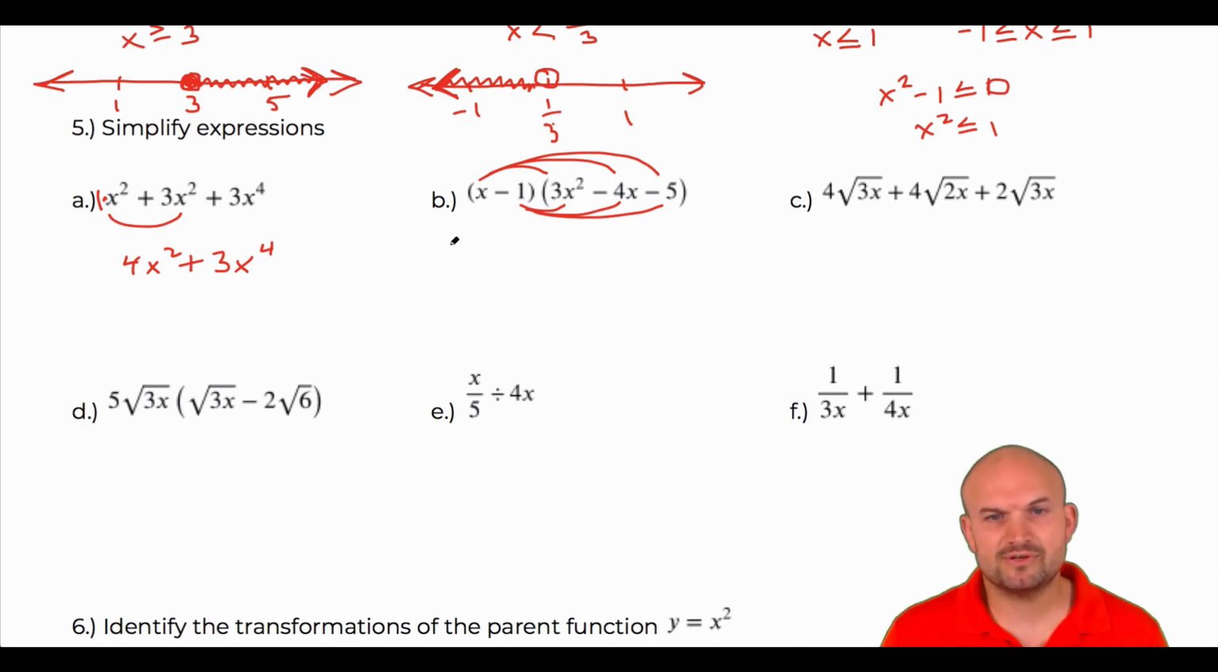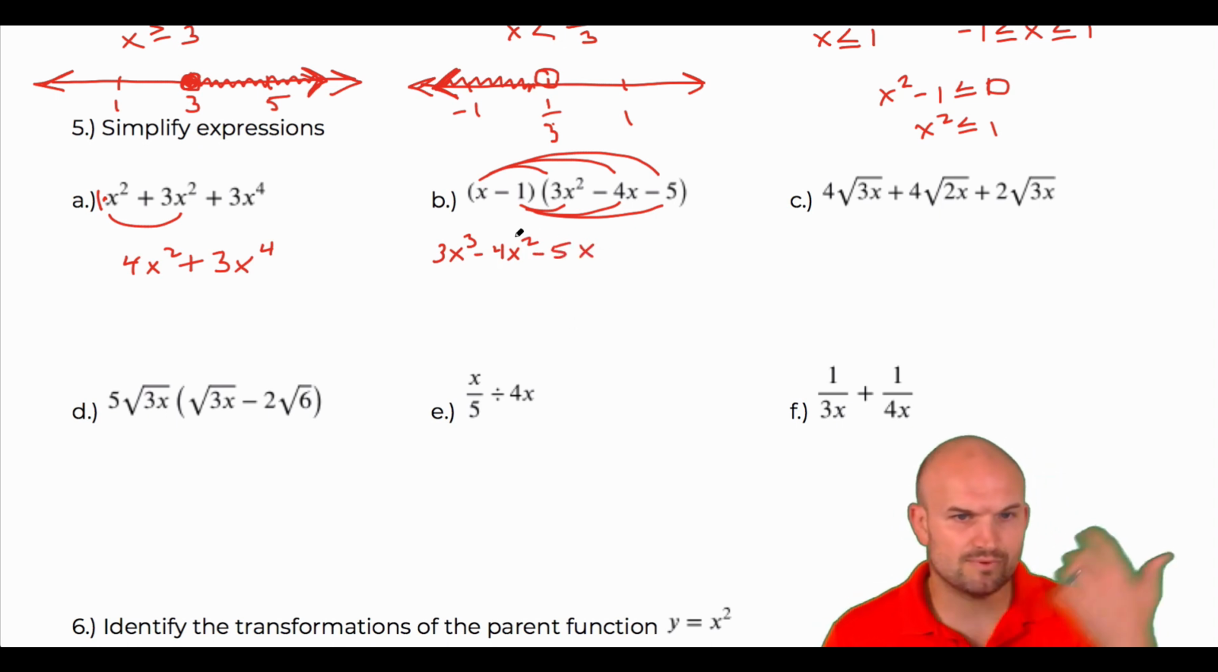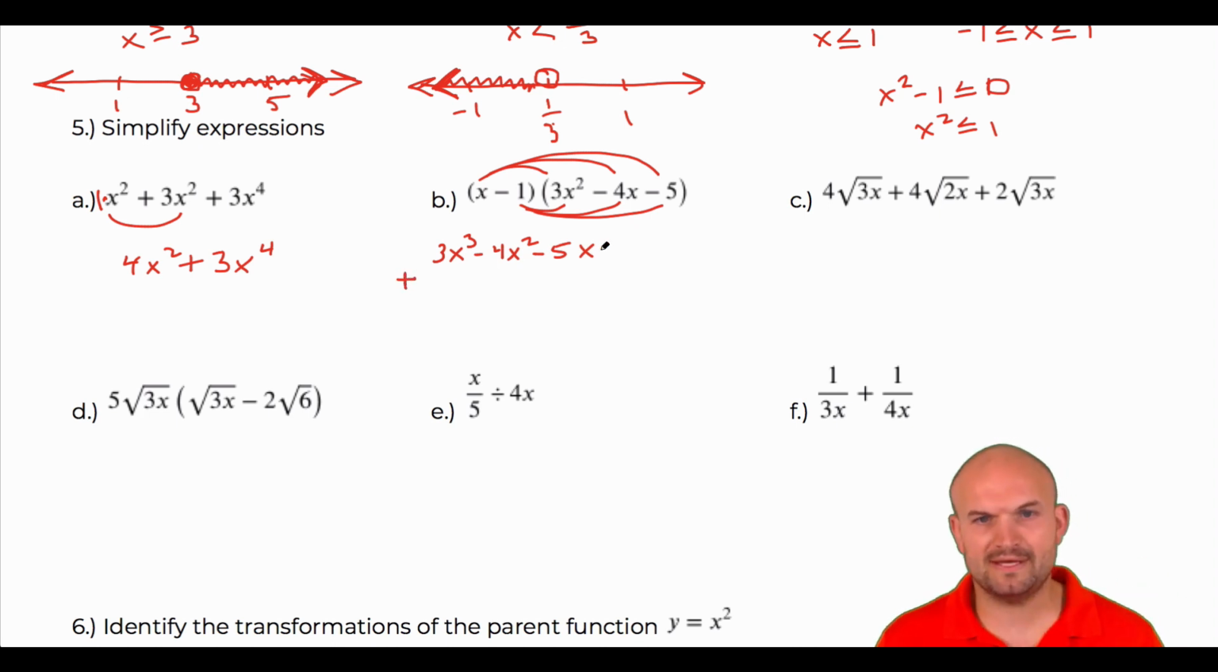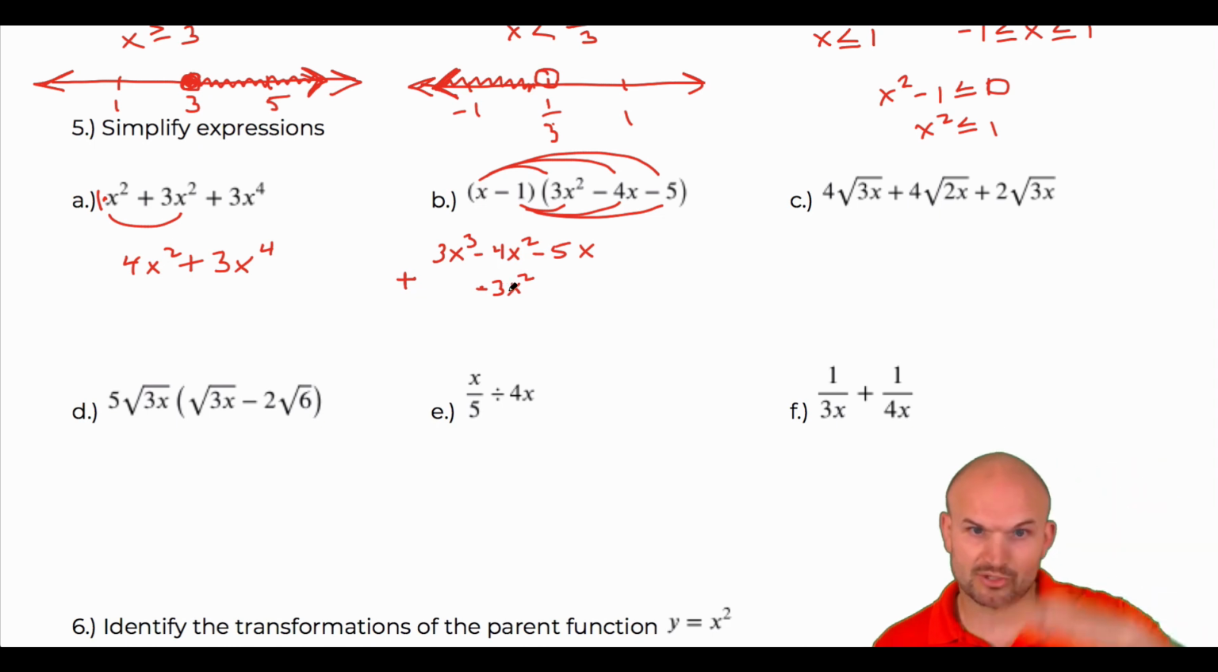But let's do x times 3x squared, which is going to be 3x cubed. X times negative 4x is a negative 4x squared. X times negative 5 is a negative 5x. Now in this case, I'm going to add these together, so I'm going to use what we call the vertical method. I'm just going to take negative 1 times 3x squared, and that's going to give me a negative 3x squared. I'm going to put that down below because I'm going to add them vertically.